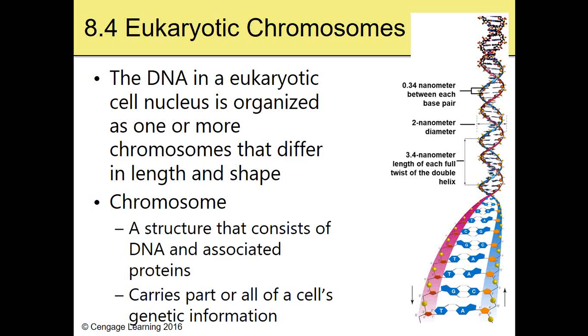We are organized into those chromosomes, and each chromosome is different in its length and shape because they carry different genes on them, so they're all different lengths, which means they're different sizes. A chromosome is just a structure that consists of DNA that's associated with proteins. What they mean by that is that it's wrapped around these little spools, kind of like thread being wrapped around a spool, so that it doesn't get all twisted up.